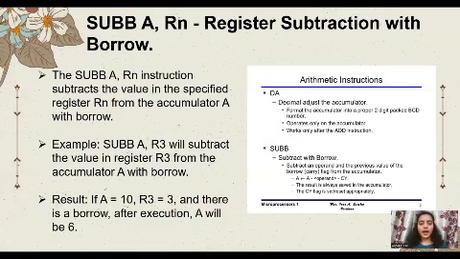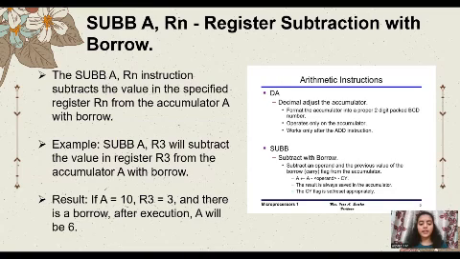Then SUBB A, Rn, which is register subtraction with the borrow. It is an instruction that subtracts the value specified in the register Rn from the accumulator along with the borrow. For example, SUBB A, R3 will subtract the value in the register R3 from the accumulator along with the borrow.